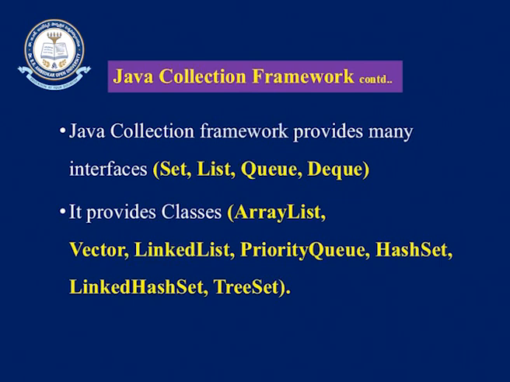This collection framework provides different classes also, not only interfaces. A few examples of classes: ArrayList is a class, Vector is a class, LinkedList, PriorityQueue, HashSet, LinkedHashSet, TreeSet. All these are examples of classes. So finally you must remember that the collection framework provides different types of classes and interfaces with which we can work with different types of collections.